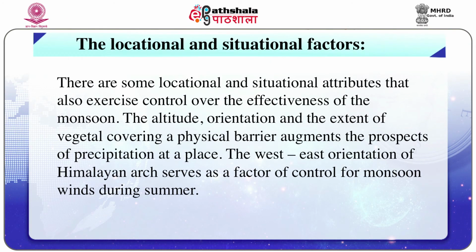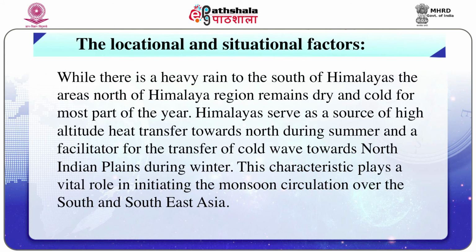Besides the above, there are some locational and situational attributes that also exercise control over the effectiveness of the monsoon. Altitude, orientation and extent of vegetal cover in a physical barrier augment the prospects of precipitation at a place. The west-east orientation of the Himalayan arc serves as a factor of control for monsoon winds during summer. While there is heavy rain to the south of the Himalayas, the areas north of the Himalayan region remain dry and cold for most part of the year.